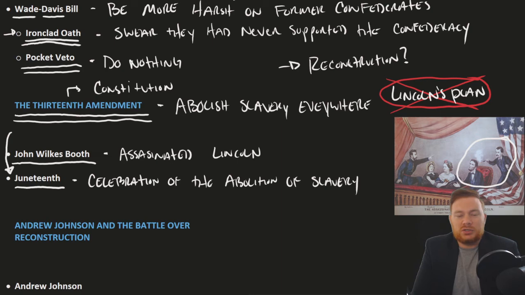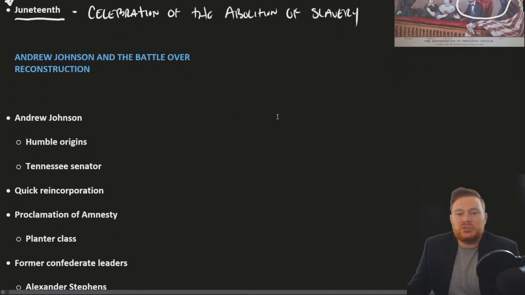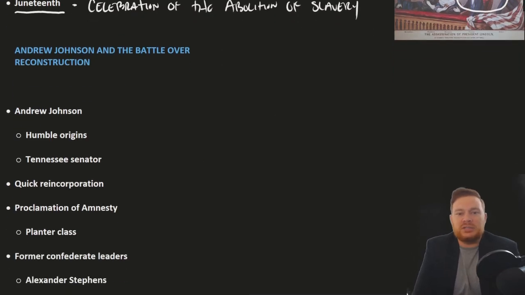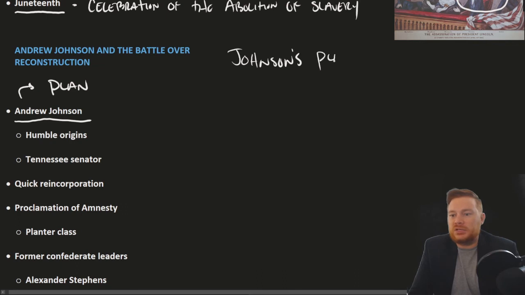Now, with this question of Reconstruction up in the air, again, what's going to happen? Leadership then passes to the vice president, who is Andrew Johnson. So now Andrew Johnson will be in charge. And Andrew Johnson has a certain plan for Reconstruction. We can either call it Johnson's plan, I'll just do that just to make it a little bit less confusing. Also sometimes called presidential Reconstruction, because he now is the president, vice president turned president.